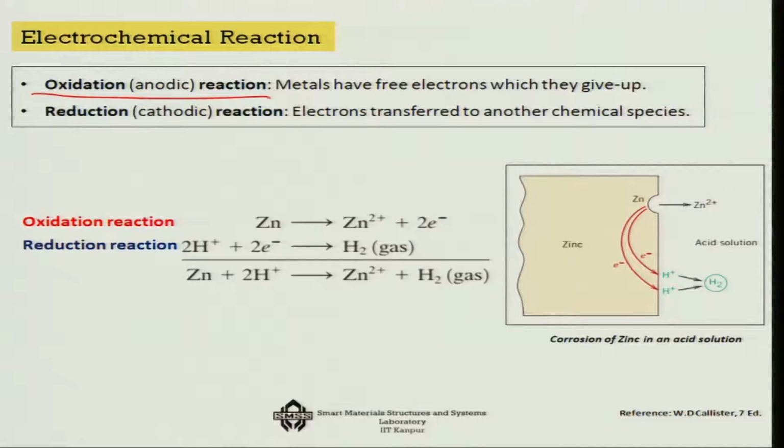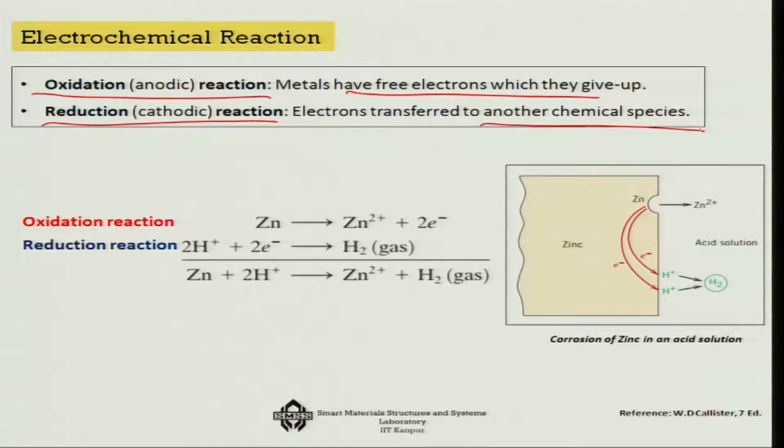In this case, this is related to the tendency of the metals to actually give up the free electrons, and the other is the cathodic part, which is just the opposite part of it, where electrons are transferred to another chemical species based on their position in the periodic table, that they will be able to accept the electrons.